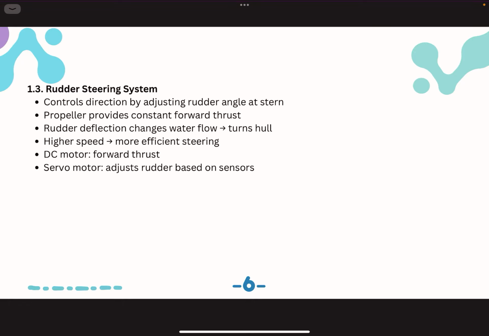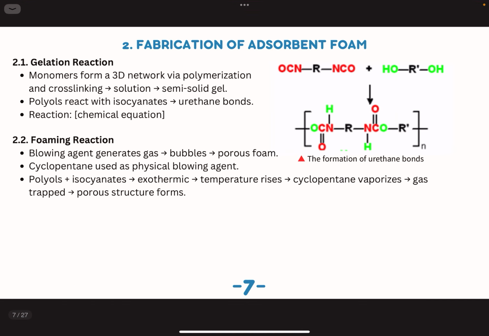A DC motor provides forward thrust, and a servo-controlled rudder changes direction based on sensor data, so the robot can steer along the oil boundary.